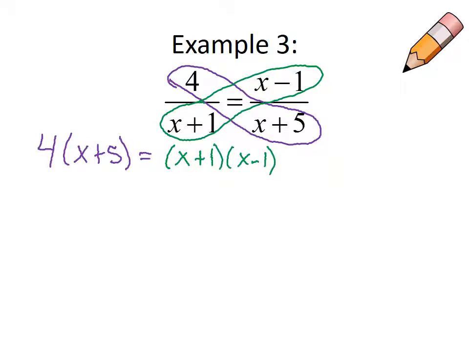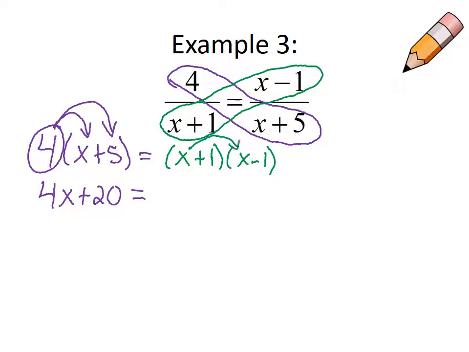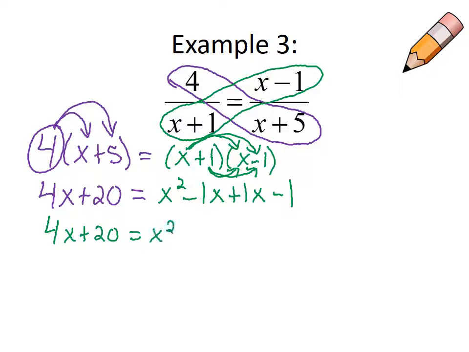Now I'm going to go ahead and distribute these out. So I'm going to take 4 times x and 4 times 5. So I get 4x plus 20 equals, over here I'm going to distribute this. X times x is x squared. X times negative 1 is negative 1x. 1 times x is a positive 1x. 1 times negative 1 is a negative 1. Simplify both sides, so here I'm just going to get 4x plus 20 equals x squared. These I can combine like terms and they're going to cancel, so it's going to be x squared minus 1.